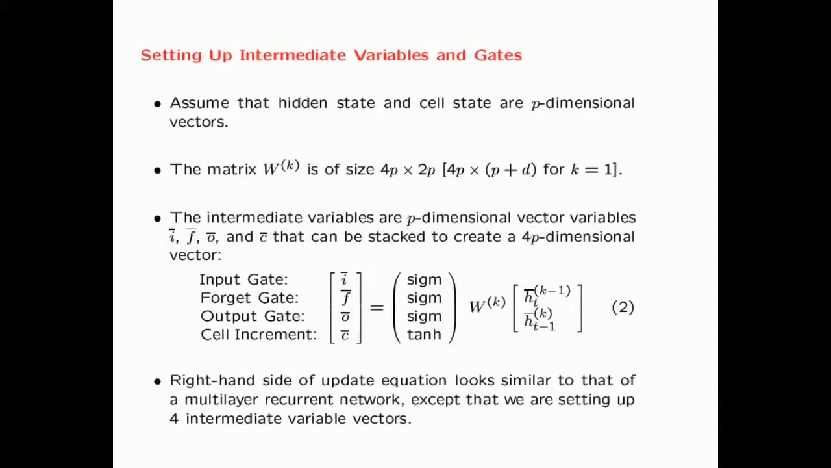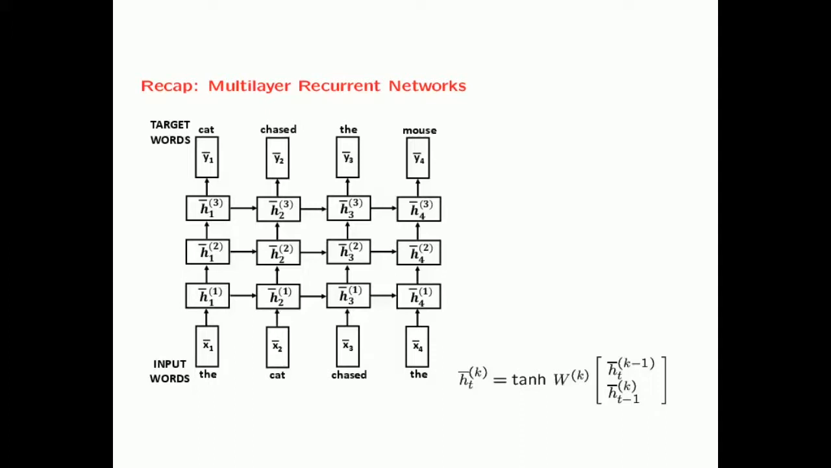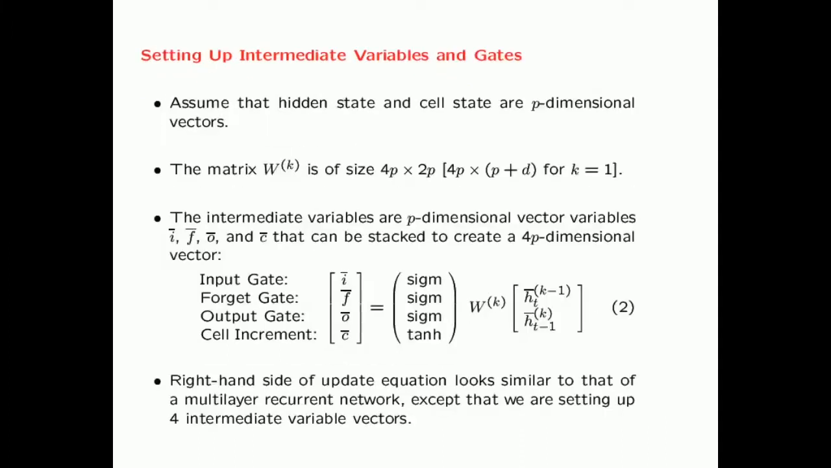And now, if you look at the right hand side of this update equation, especially the part where we are multiplying the 2p dimensional vector with WK, it looks a lot like the recurrence equation of a multilayer recurrent network. So you can see it's WK multiplied, except that we are multiplying with a much larger weight matrix here, and we are using it to create 4 intermediate variable vectors. We are not straight away creating the hidden vector. So let's see how we use these intermediate variable vectors in order to update the hidden states and the cell states.